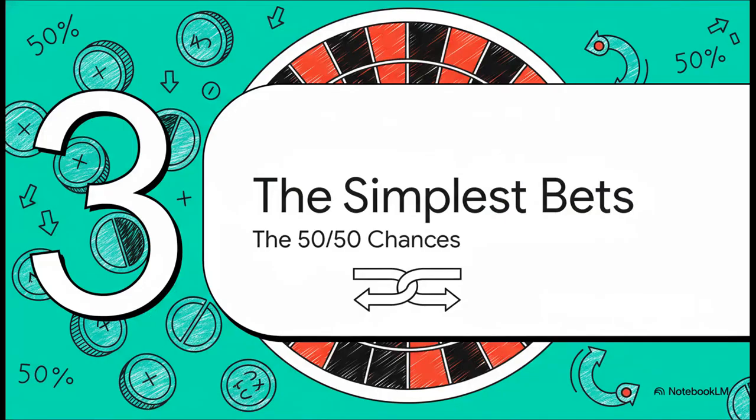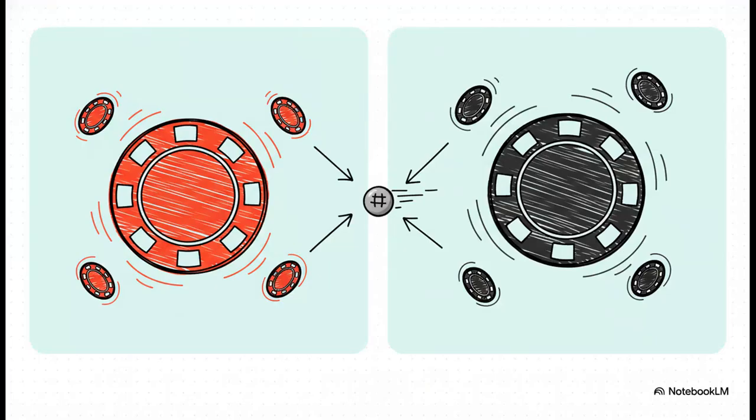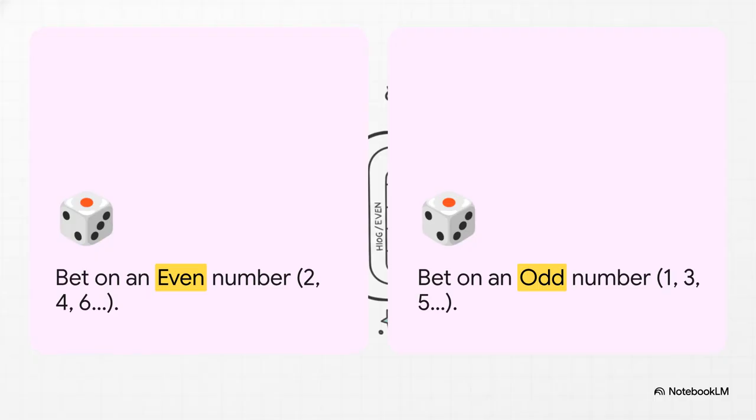All right, this is where the game gets really, really easy. Let's talk about the simplest bets you can make, which are basically like coin flips. They give you almost a 50-50 chance of winning. The absolute easiest, most straightforward bet you can make is just choosing a color. Is the ball going to land on a red number or a black number? That's it. Simple choice.